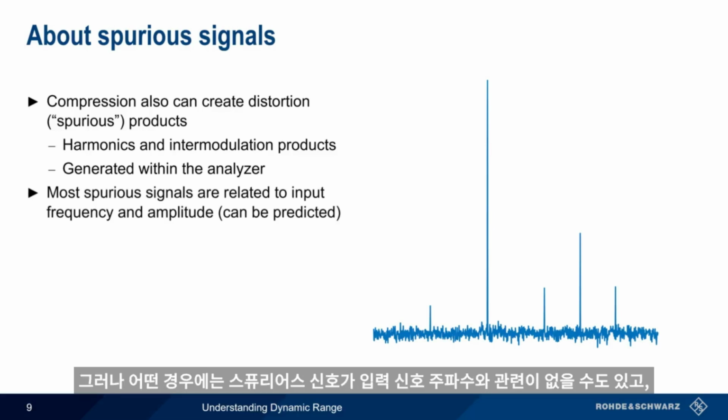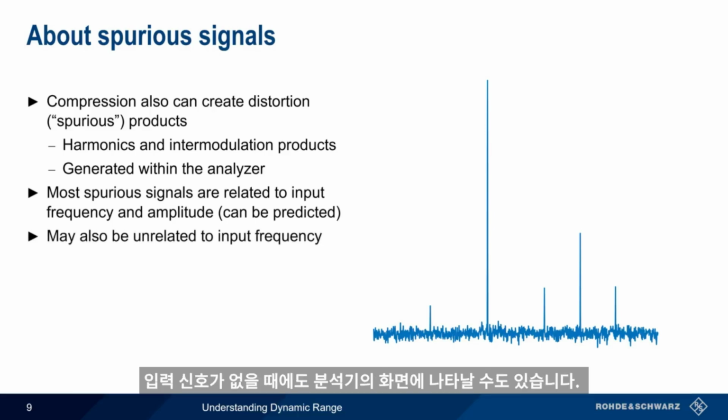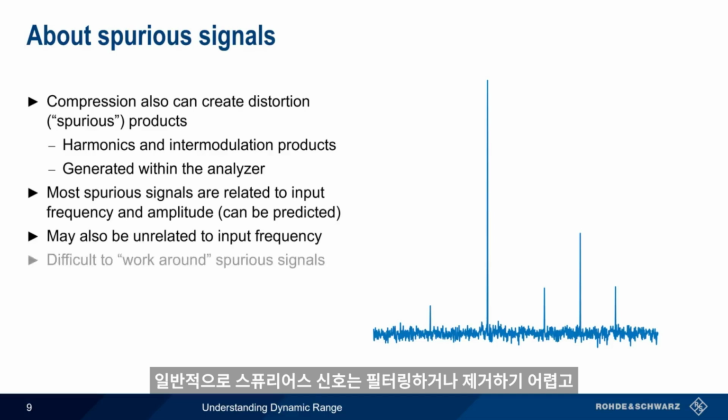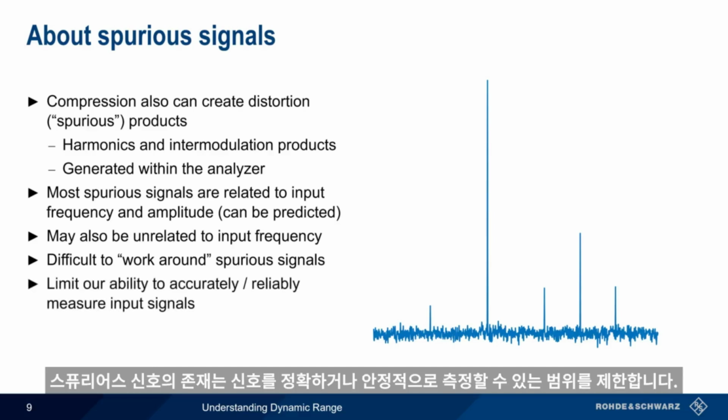In some cases, however, spurious signals may also be unrelated to input signal frequency, and may appear on the analyzer display even when no input signal is present. Generally speaking, spurious signals are difficult to filter out or otherwise work around, and thus the presence of spurious signals limits the range over which we can accurately or reliably measure signals.